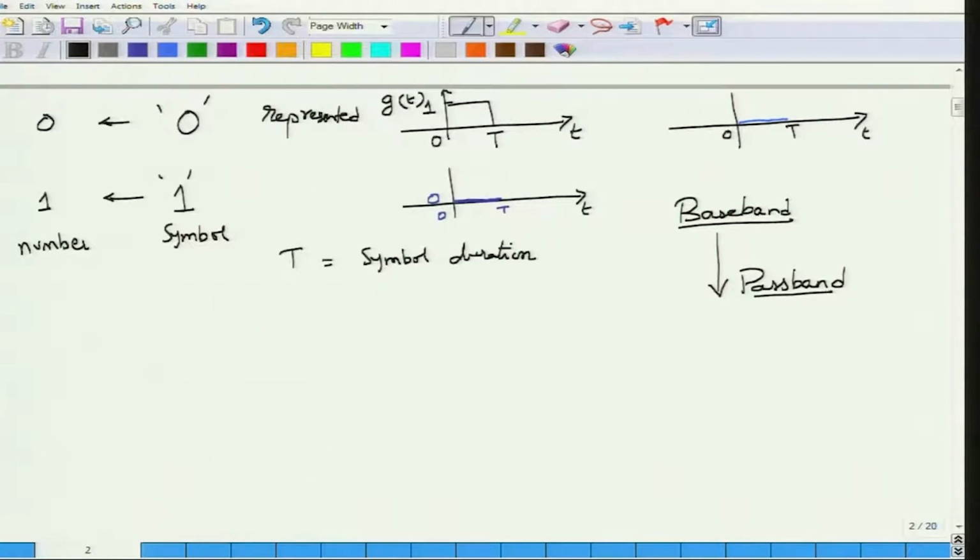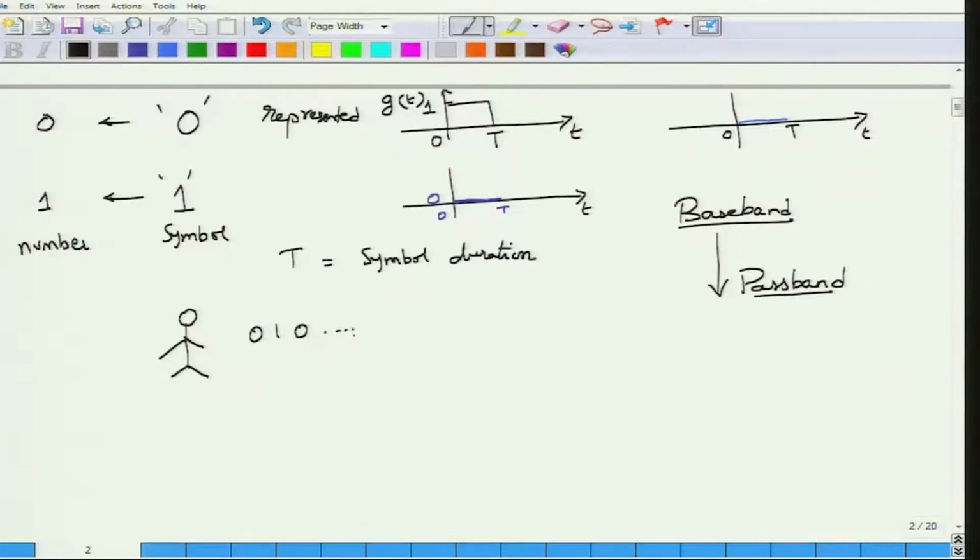The immediate question you might ask is, why should I do that? There are various reasons. First of all, by transforming them into pass bands, right, you can allow more than one user to transmit symbols in the optical fiber at the same time, right. So, I have user 1 here who wants to transmit a sequence of 0, 1s and so on.